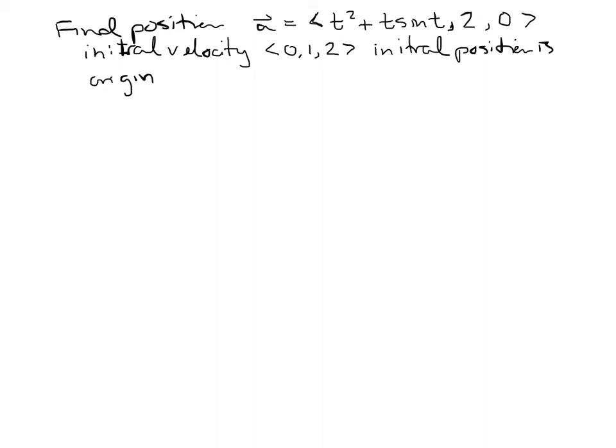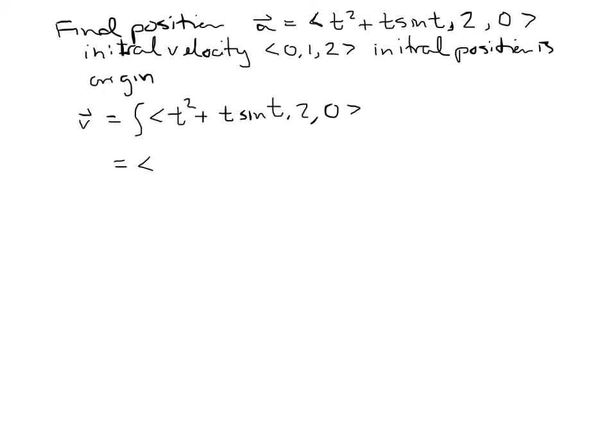so we're now going backwards. Given acceleration, we need to take an integral to get back to velocity, and then we'll have to do another integral to get back to position. So first of all, in order to find velocity, we are going to have to integrate that acceleration vector: t squared plus t sine of t, 2, 0. All right, so integrating this.